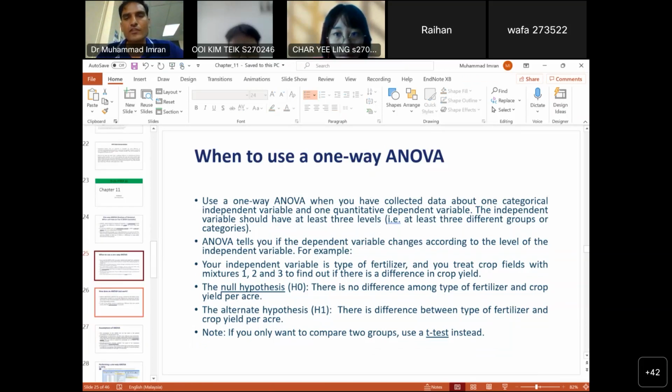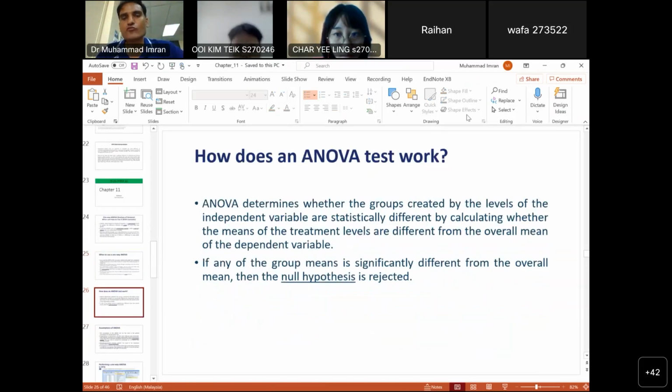See here, how does the ANOVA test work? ANOVA determines whether the groups created by the levels of the independent variable are statistically different by calculating whether the means of the treatment levels are different from the overall mean of the dependent variable. Yeah, we are comparing the independent variable's means with the dependent variable's mean. Is the IV category changing or impacting the DV or not? Yes or no, we have to give the answer.